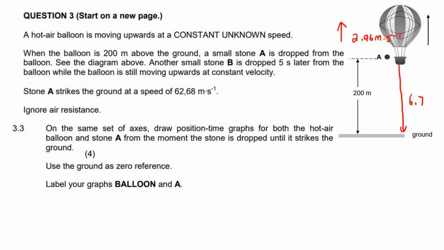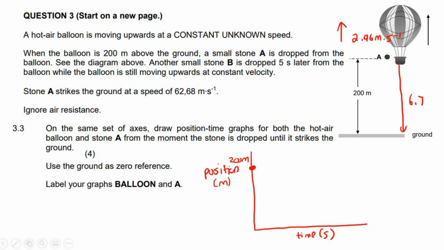And here's the last question for this whole question. They want us to, on the same set of axes, draw a position time graph for both the hot air balloon and stone A. So let's draw our y-axis, which is the position, in meters, and this would be our time, measured in seconds. And they said use the ground as the reference. Okay, so this is the ground. So where do we start? We start at 200 meters.